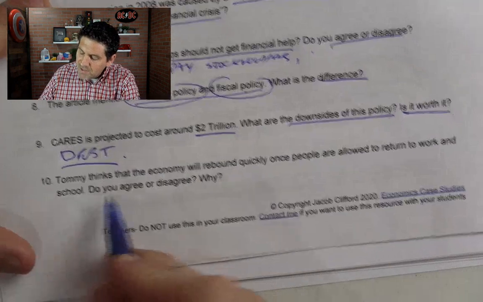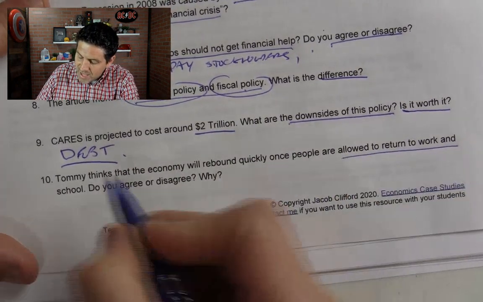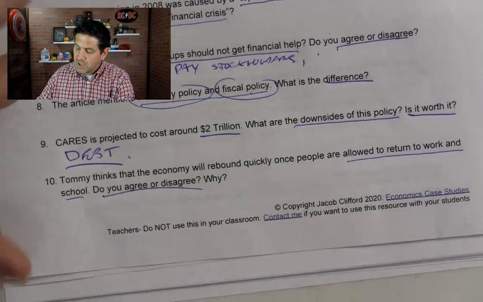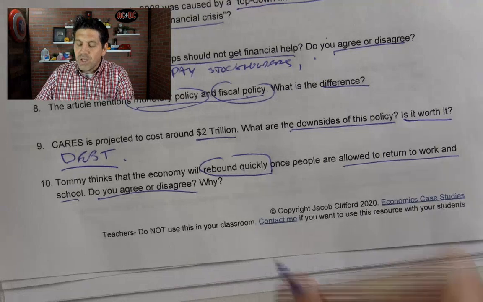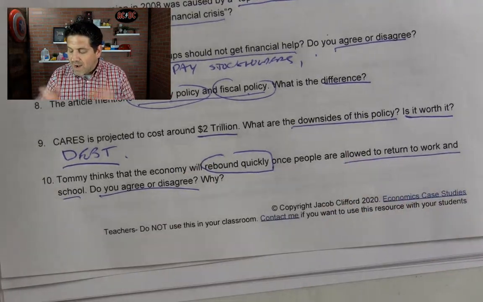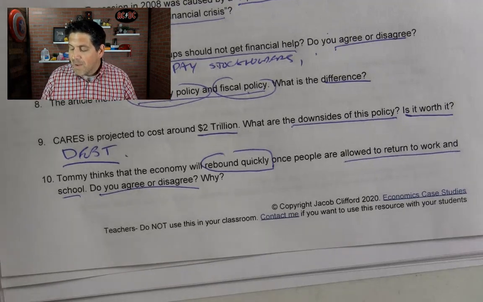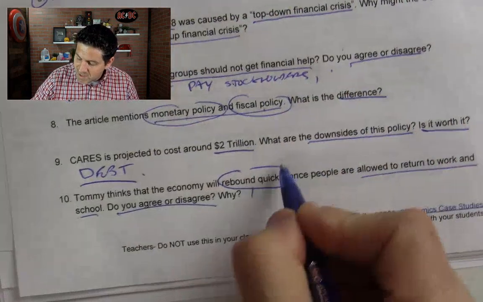Last one. Tommy thinks the economy will rebound quickly once people are allowed to go back to work and go to school. Do you agree or disagree? So the question is, how fast will the economy rebound? Again, this is totally up to you and your opinion. I'm not going to open it up on my views, but I'm going to leave this and move on to the second case study. But this right here is the big question.